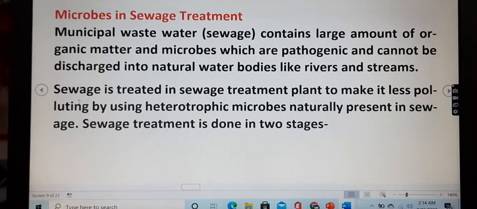So this sewage is allowed to be acted upon by these heterotrophic microbes, and they break down the harmful substances into simple forms. The sewage treatment is done in 2 stages. After the treatment is done by the heterotrophic microbes, the water is dumped into the water bodies. So sewage treatment is done in 2 stages.